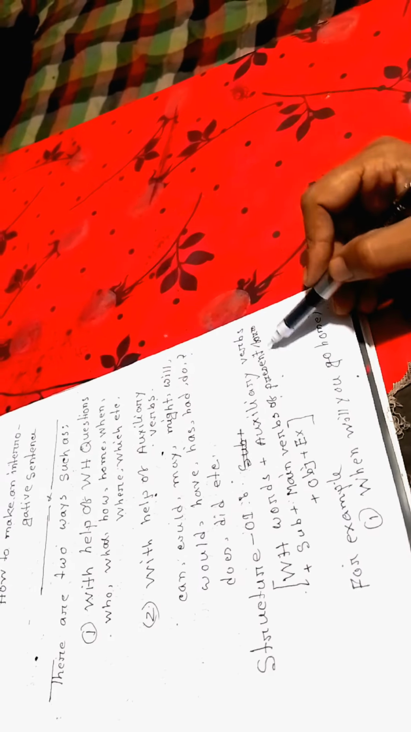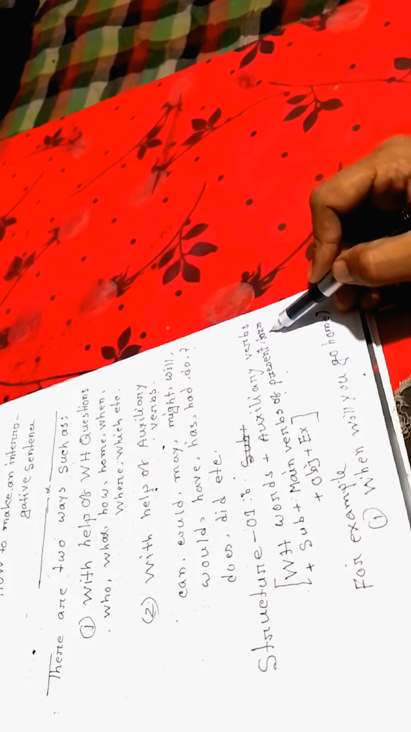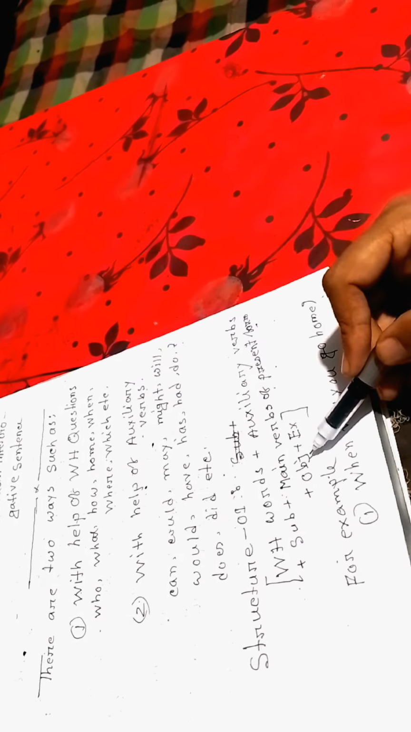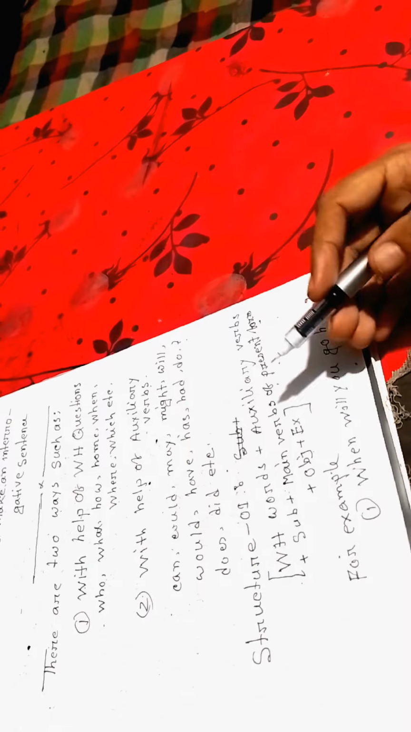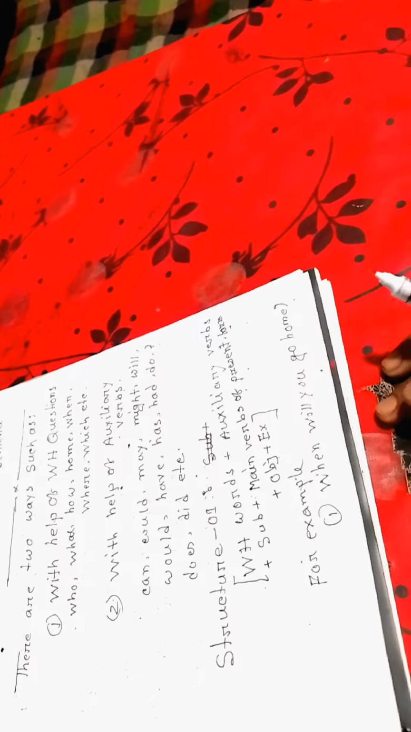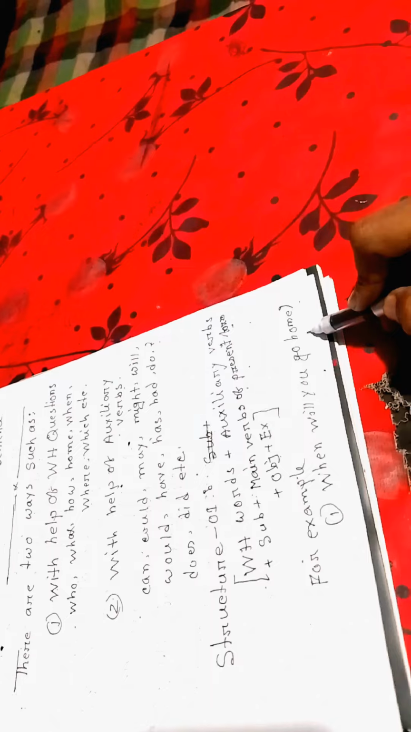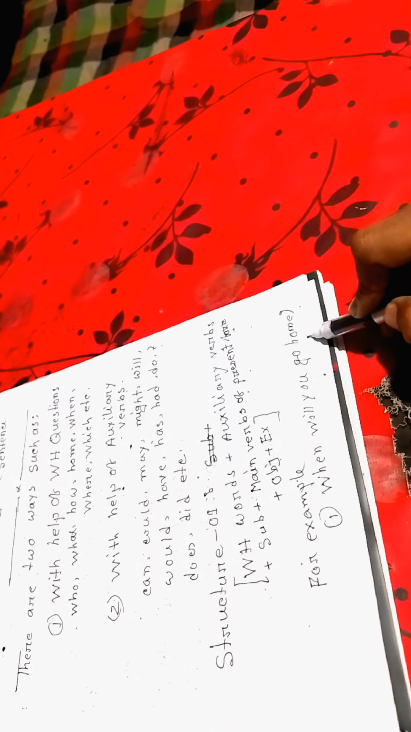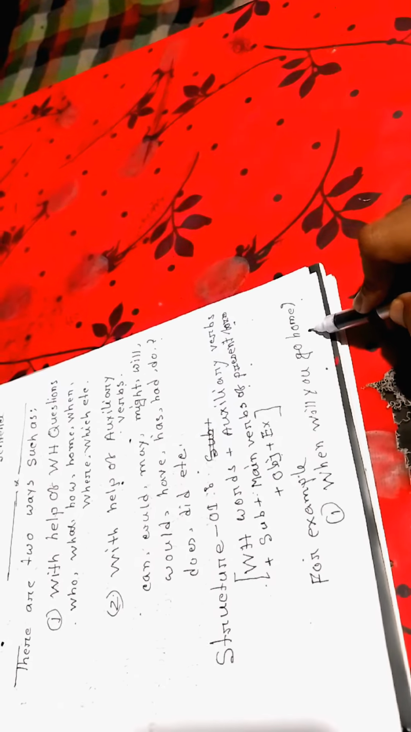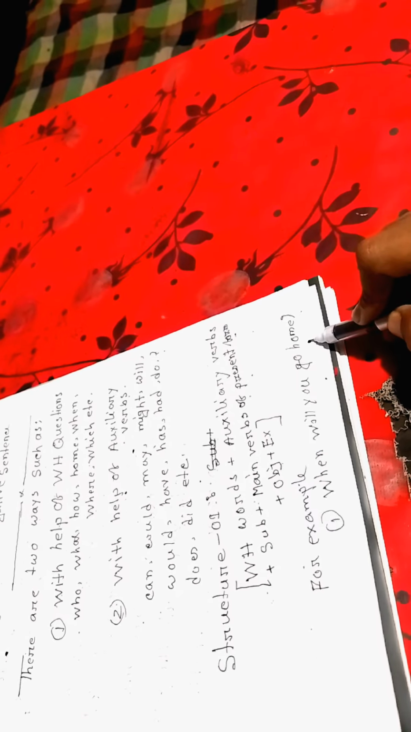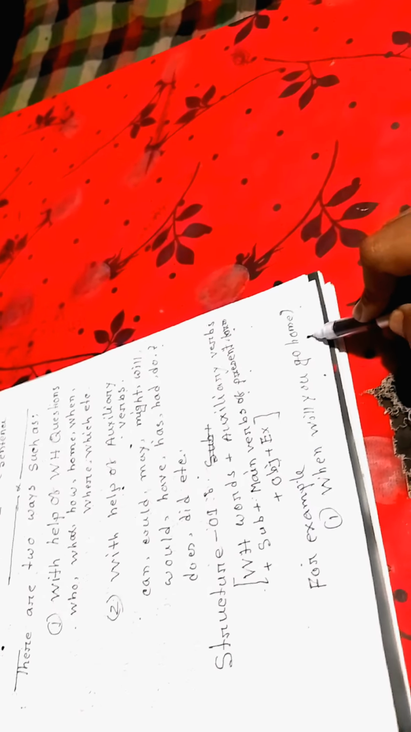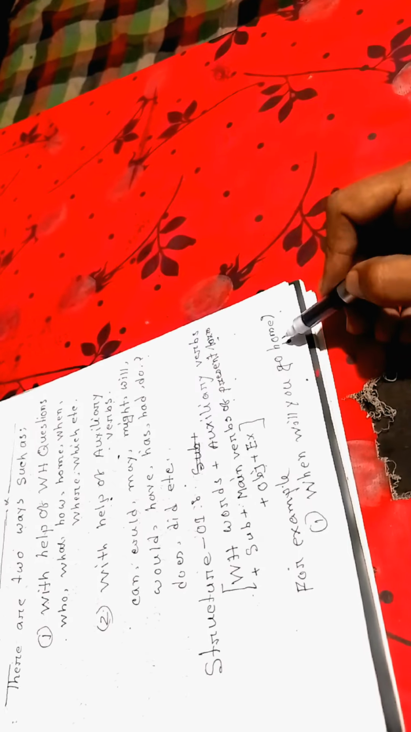Then the main verbs will be used, and the main verbs will be in present form, plus object plus extension, right? So I will show you a lot of examples of WH words with the help of interrogative sentences. Number one, when will you go home, right? This is an interrogative sentence, and when is the WH word, and with this word I have made an interrogative sentence, right? When will you go home?